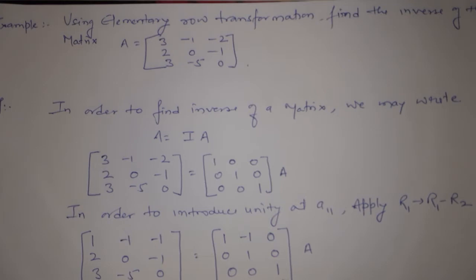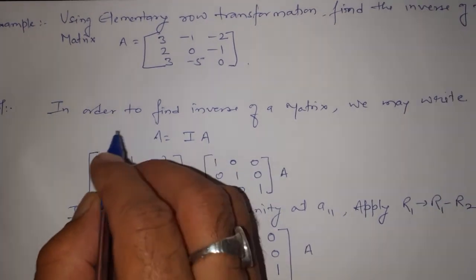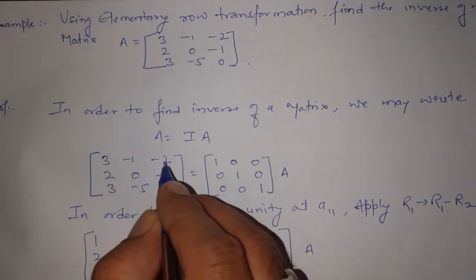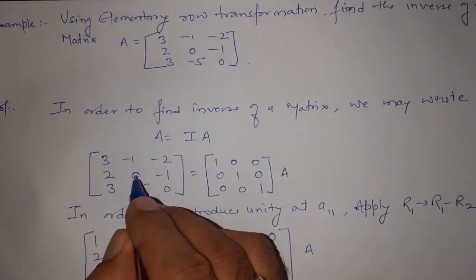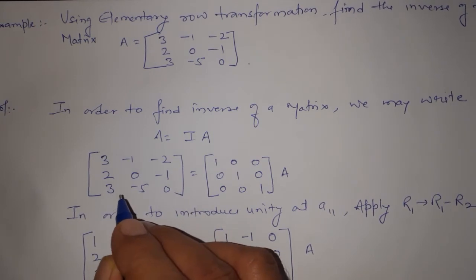Yes, example is here. Using elementary row transformation, find the inverse of the matrix A. And here the matrix A is 3, minus 1, minus 2, 2, 0, minus 1, 3, minus 5, 0. Solution. In order to find inverse of matrix, we may write A is equal to I into A. As all of you know very well, the multiplication of identity matrix with the matrix is the matrix itself. So we'll follow it.